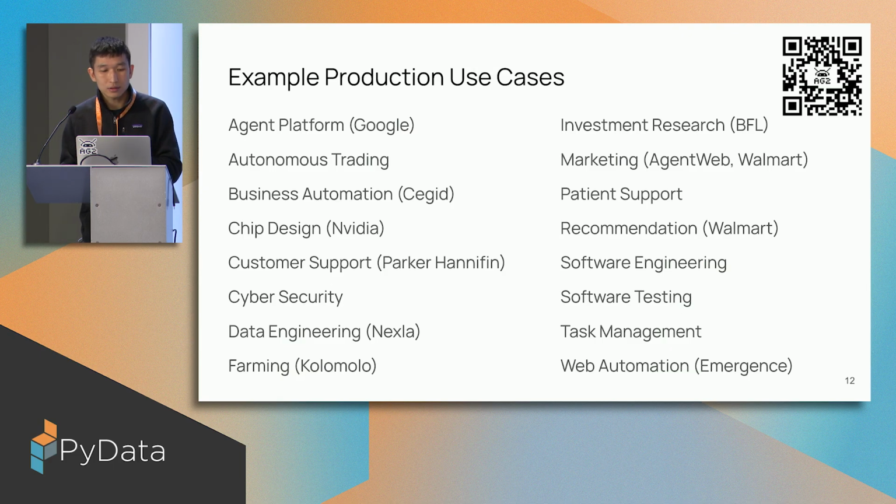There's agent platforms, which is a more horizontal kind of use case, and there are many other vertical use cases spanning finance, like autonomous trading, business automation, chip design, customer support, even digital farming. Even some domains that are far away from tech, and software development and software testing is a lot of activity there. Even healthcare, like patient support, marketing, investment research, and so on. So these are examples of how you can build vertical applications in many diverse domains.